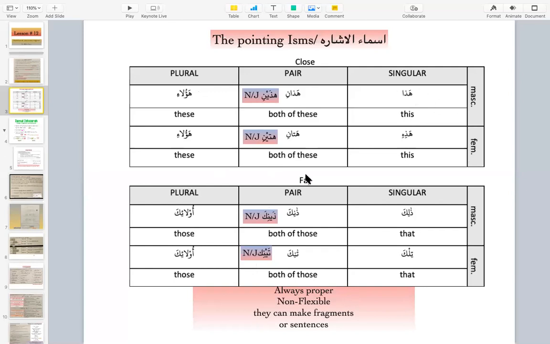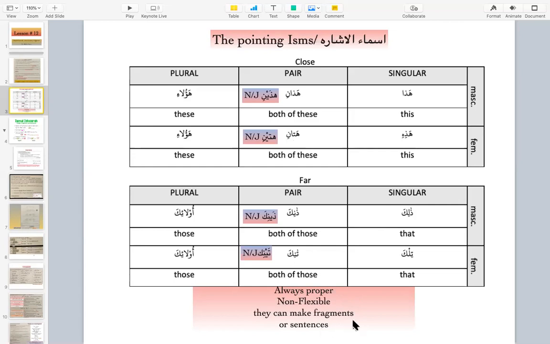Okay, so now one more time, let's say all of them together: haza, hazani, haulai, hazihi, hatani, haulai, zalika, zanika, ulaika, tilka, tanika, ulaika. So these are our small ishara. They are always proper. They are non-flexible except the dual ones, and they can make a fragment or a sentence.